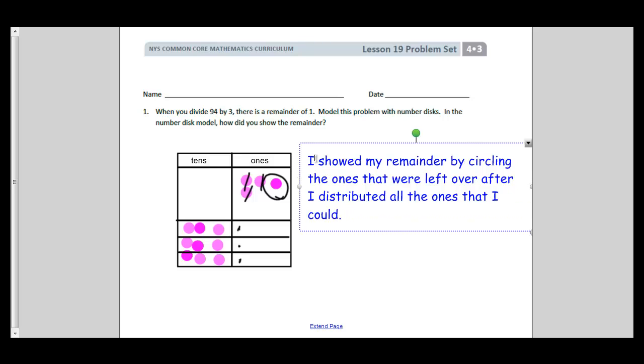Okay, so let's talk about what that means. Obviously, when I said I showed my remainder by circling the ones, you understand that. But then I said, this was the one that was left over after I distributed these. I couldn't distribute that one because I didn't have enough to give to all the other groups. Okay, so I believe that we've answered that question. Let's move on to problem number 2.